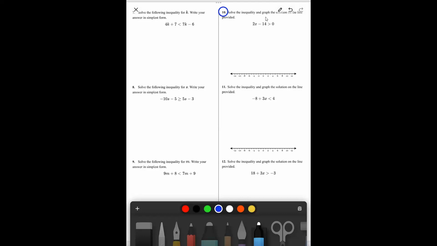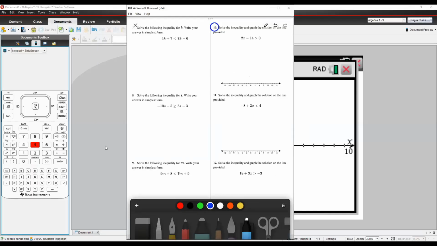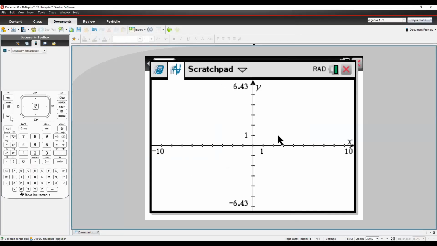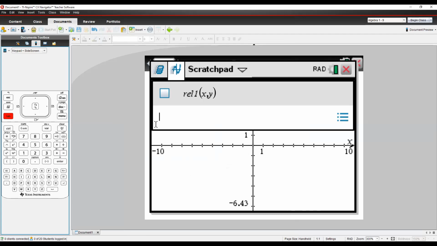So what they want us to do is they want us to come up with the solution, and then they want us to graph it. Okay, so let's do that. So let's go get the calculator. Press tab. We're just going to key in the entire inequality. 2x minus 14 is greater than 0. Press enter.